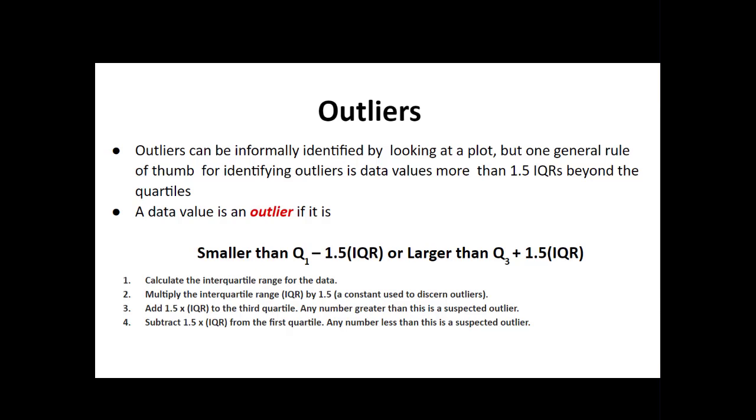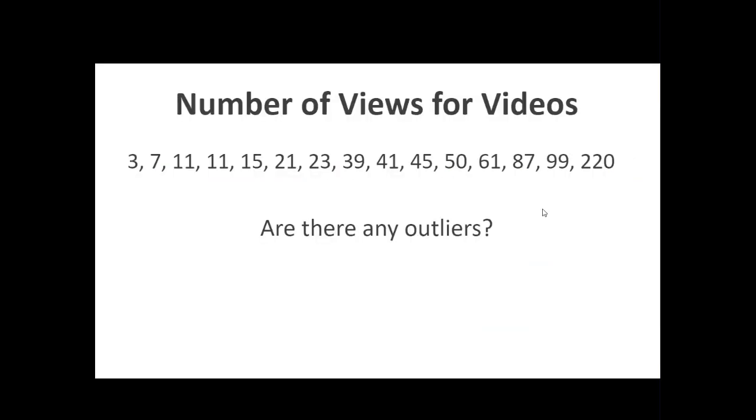You're going to multiply it by 1.5, and then you're going to compare where other values fall if you were to add that new calculated range, the IQR times 1.5, to the third quartile or subtract it from the lower quartile. Okay, so let's look at an example. So the first one we're going to do is look at this simple data set, and we want to know if there are any values that might be considered an outlier. So we're going to go ahead and look at that.